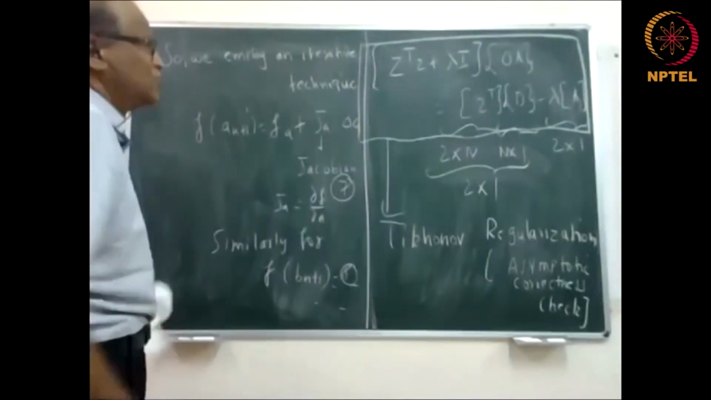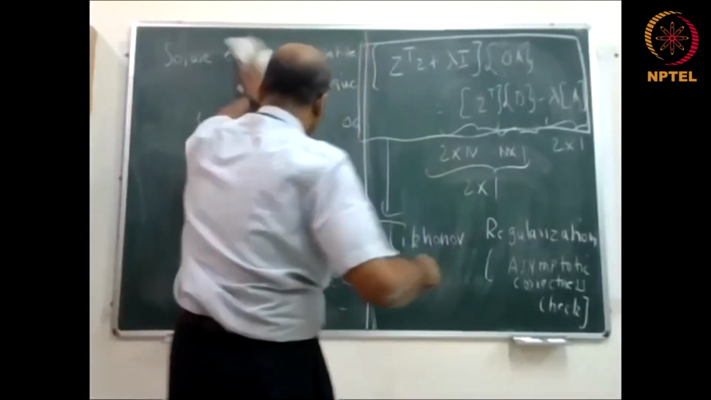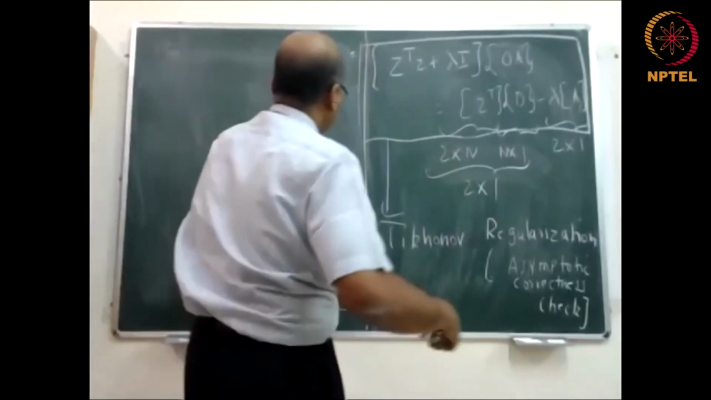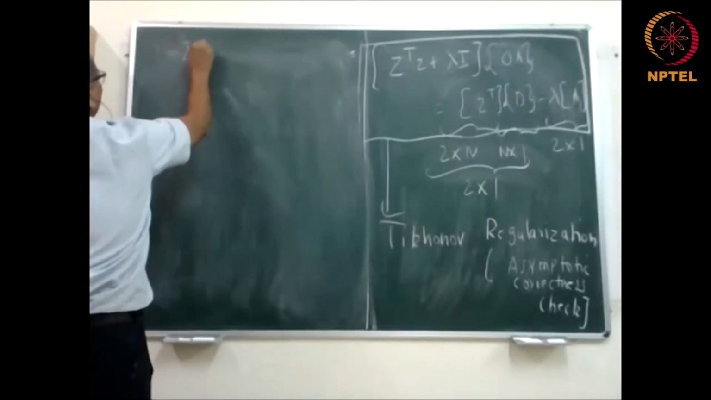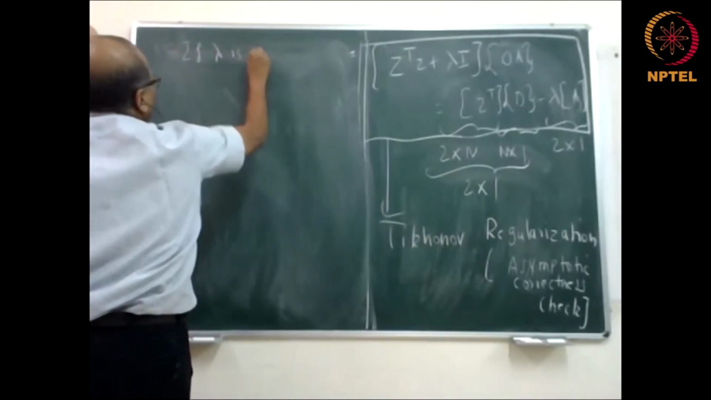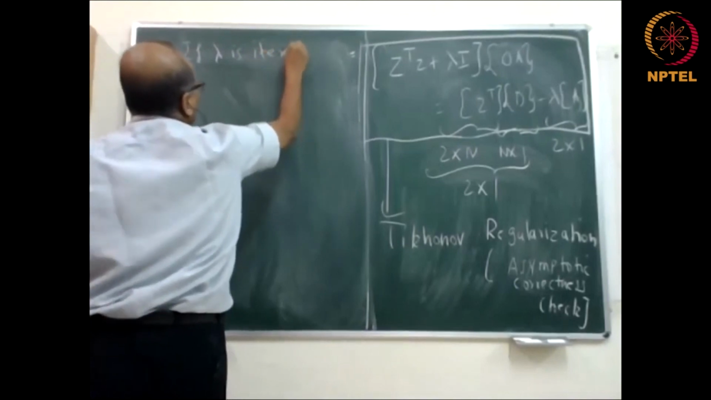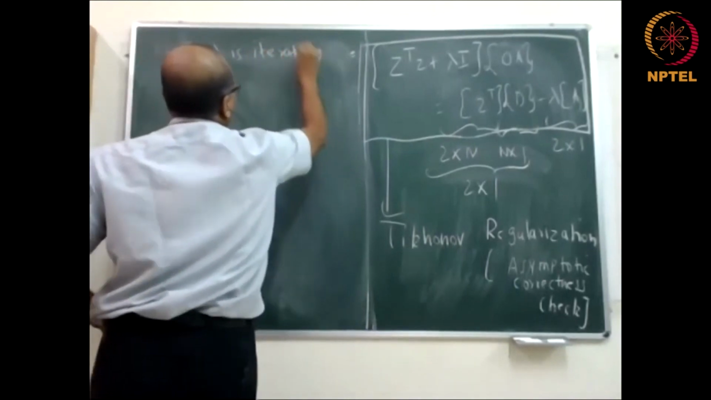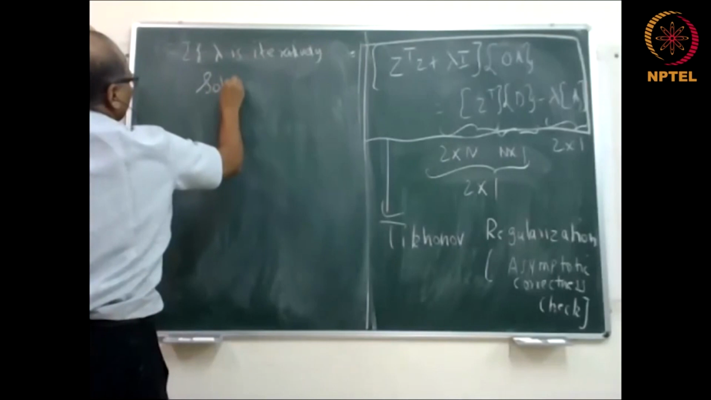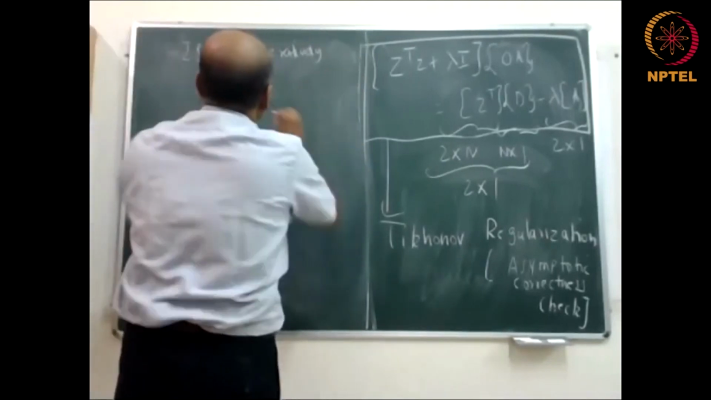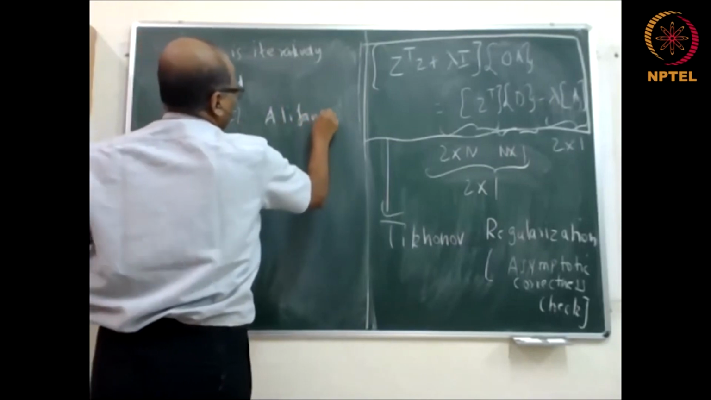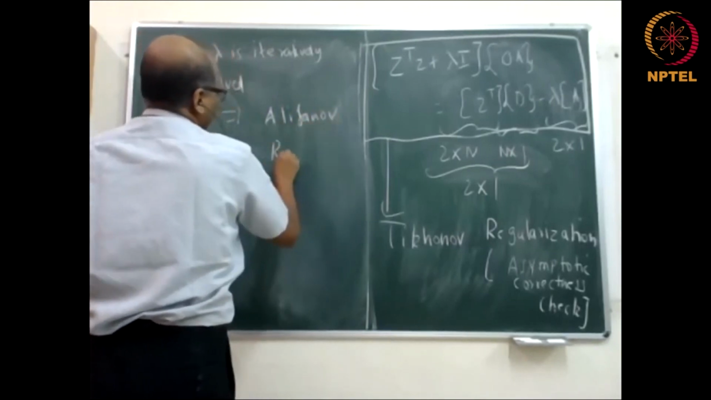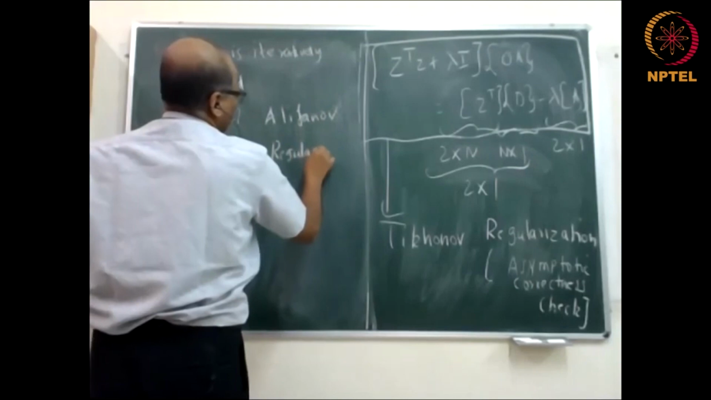All right. So this is the original Tikhonov regularization. And if lambda is iteratively solved, we call it the Alifanov. He is a student. He's still there, I think. I think he's a senior professor now somewhere.